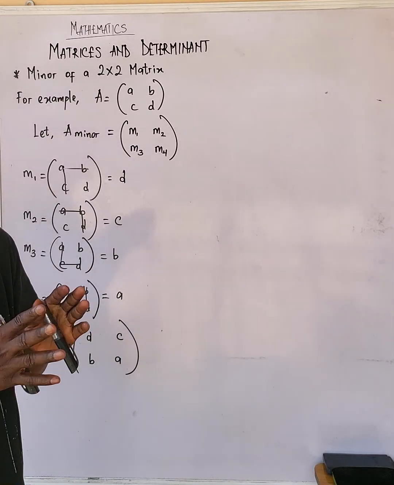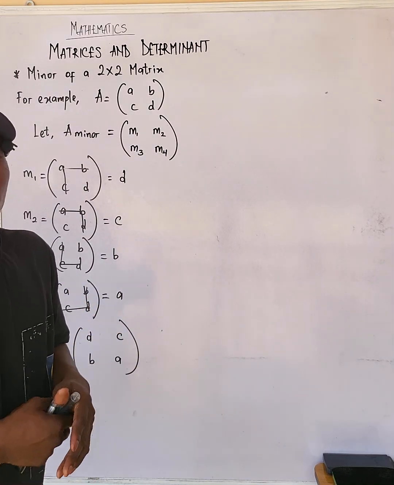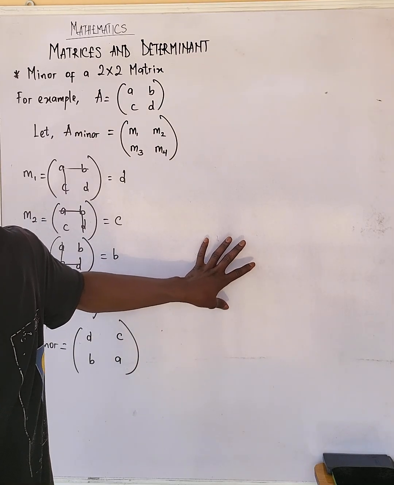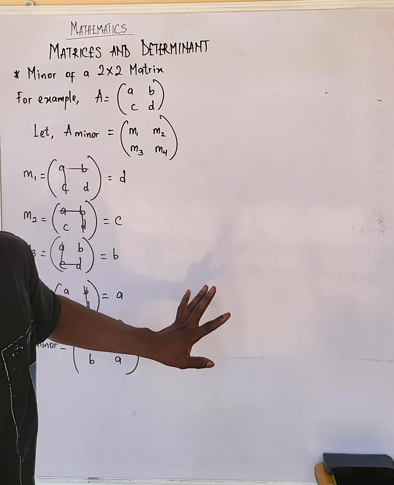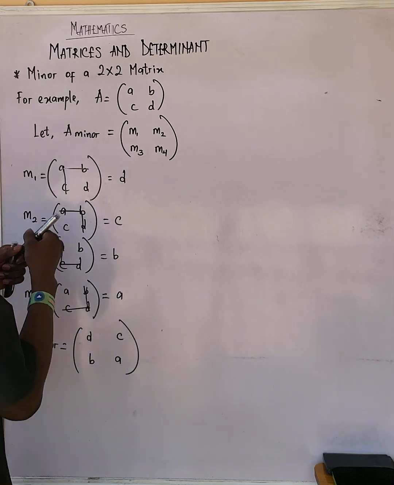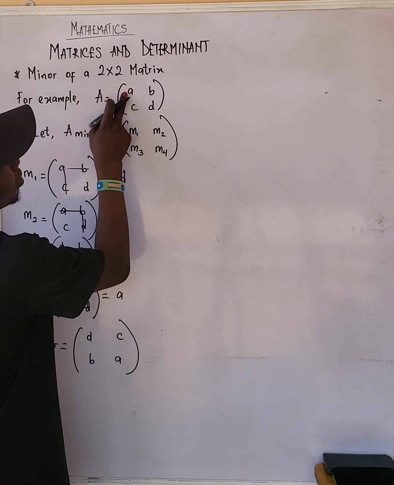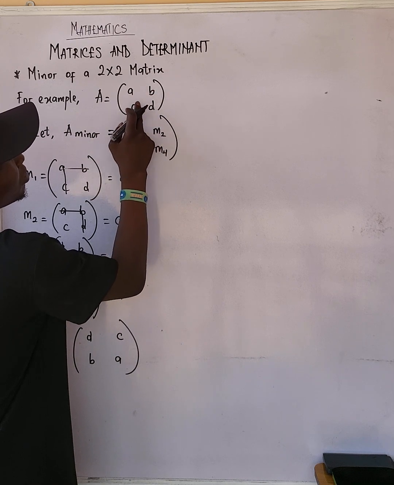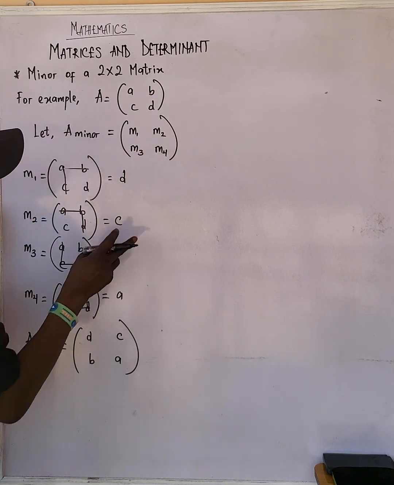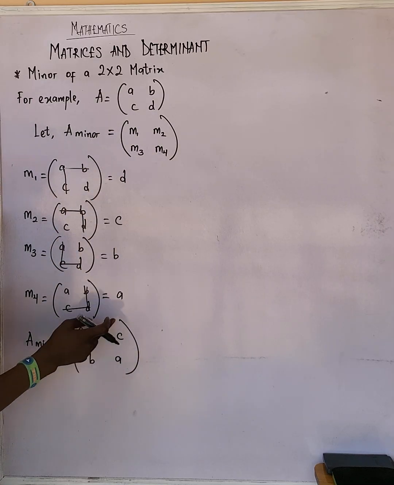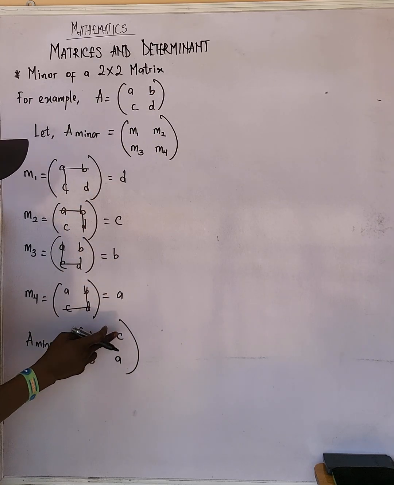The minor of a 2 by 2 matrix is very, very simple, because whenever you are given a 2 by 2 matrix and you are told to look for the minor, you just interchange. Take D up, bring A down. Take C up, bring B down. Look at it. If D goes up, A comes down. C goes up, B comes down.